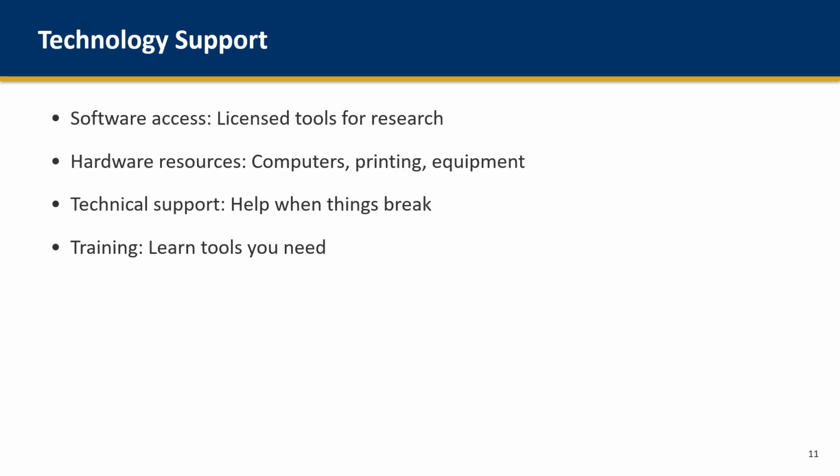Hardware resources, including computer labs, printing services, and specialized equipment, may be available. Even if you have your own computer, campus computer labs may offer software or capabilities your personal machine lacks. Printing services may be cheaper or more capable than personal printing.